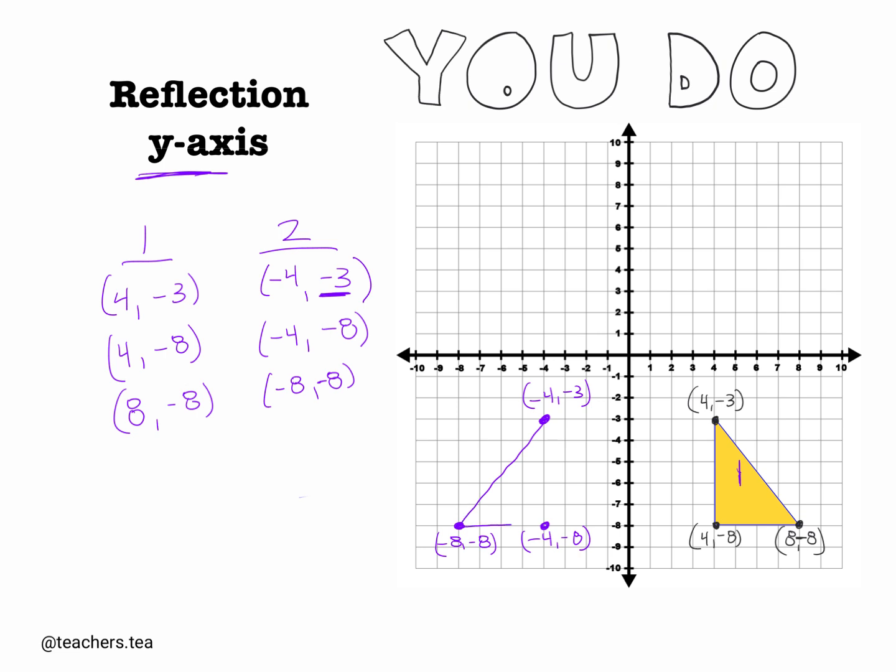Then you would have connected your coordinates. And I like to write that this is shape number 2 and have a reflection. How'd you do? I hope you did great. I think this is kind of fun, no?